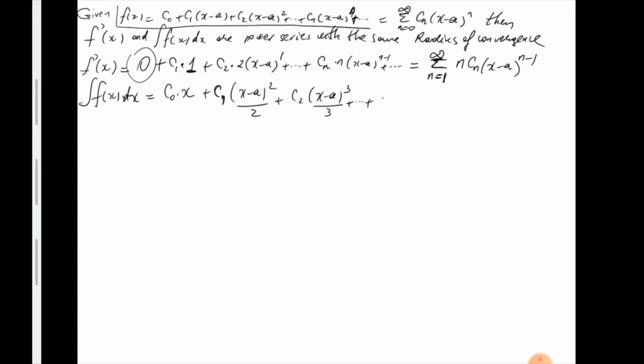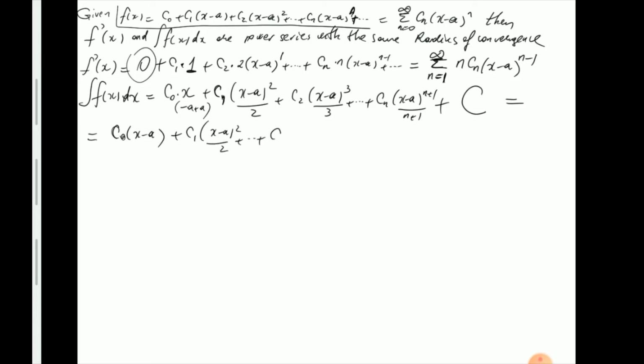dot dot dot, cn times x minus a to the power n plus 1 over n plus 1. And then it's going to be another constant of integration. Remember, when you do an antiderivative, you have a constant of integration. To come up with the summation here and follow the same pattern, I'm going to basically add and subtract a here for x, just so that I have c naught times x minus a, so that I have x minus a on all terms. And then the next one will be c1 times x minus a squared over 2, and cn times x minus a to the power n plus 1 over n plus 1.